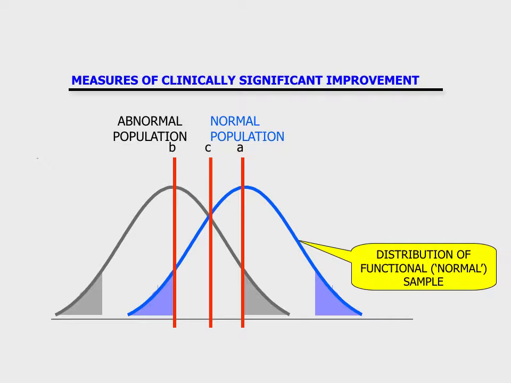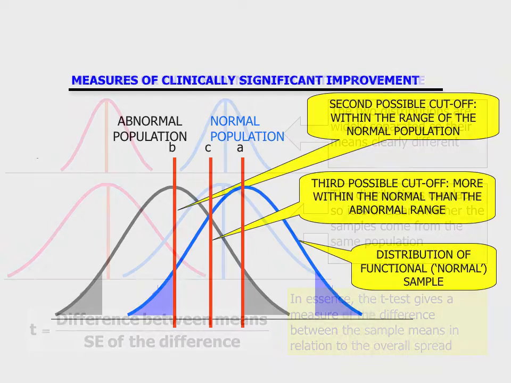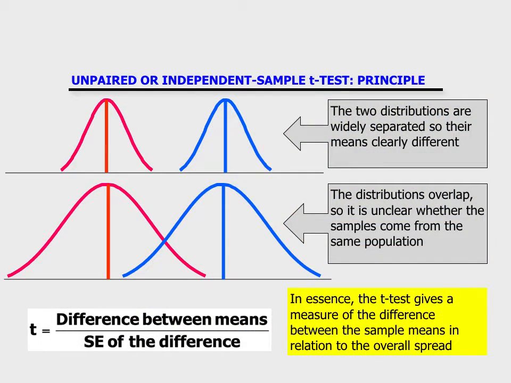Okay, so we're going to move on a little bit to different tests that we do and that we focus on. First one is called an unpaired or independent sample t-test. And we look at 2 distributions that are widely separated, so their means are clearly different. That's on the top line. And then if the distributions overlap, it becomes unclear whether the samples come from the same population. So this is what I want you to think of. I want you to think of heart rate, and I want you to think of 2 measurements of heart rate, basically saying that we have a heart rate on average of 80 and a heart rate on average of 100.